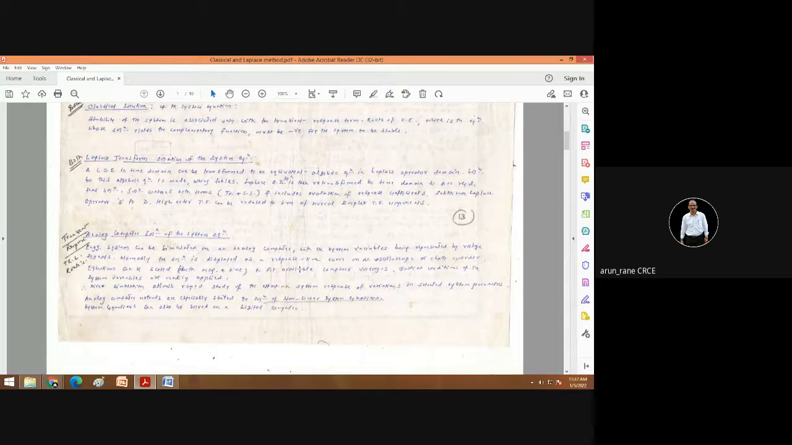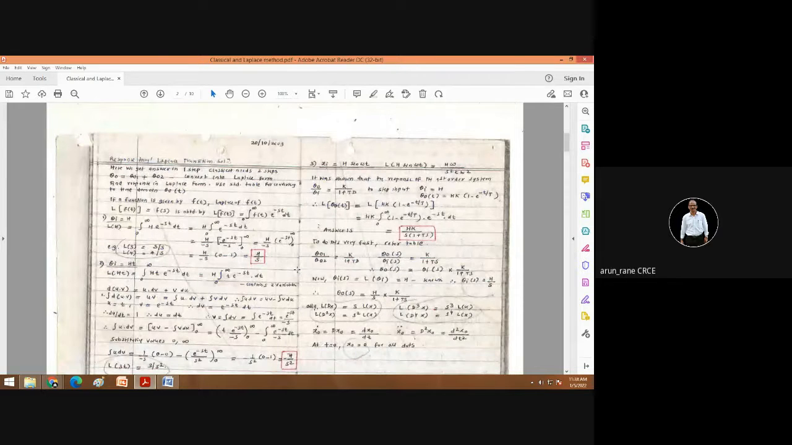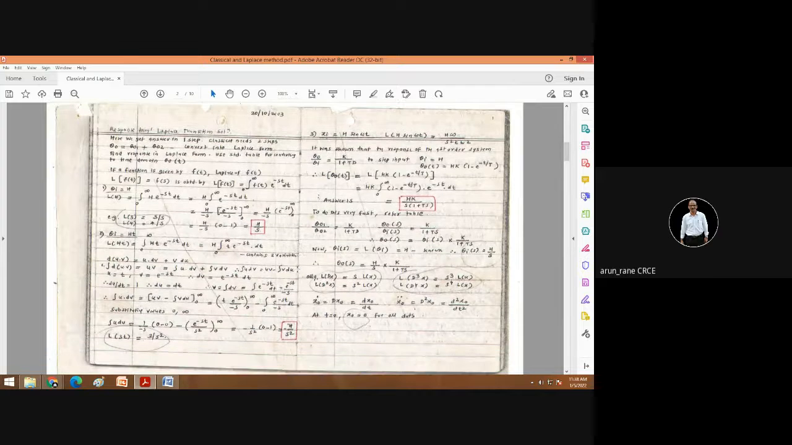Right now you just remember that there are some techniques like classical solution for getting both the responses, Laplace for getting both the responses, that is transient and steady state, and analog computer is used only for transient response. This is your definition of Laplace. That we will come to later. Before that, we'll study what is classical solution.